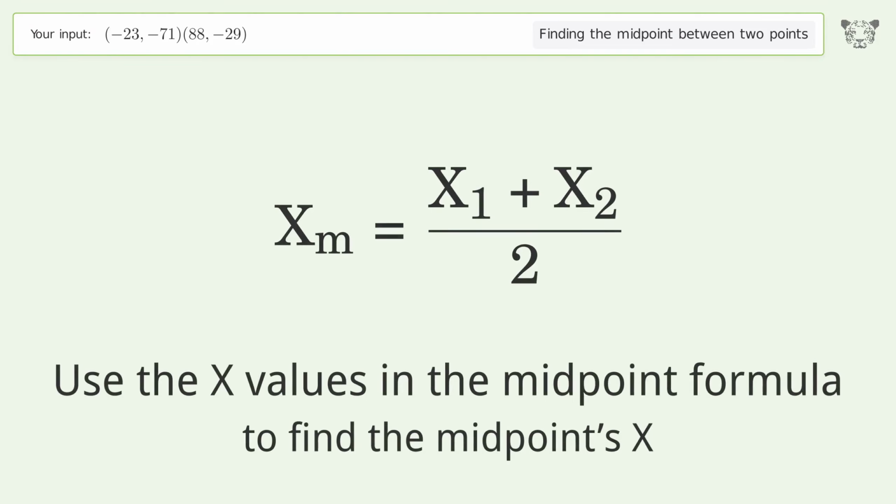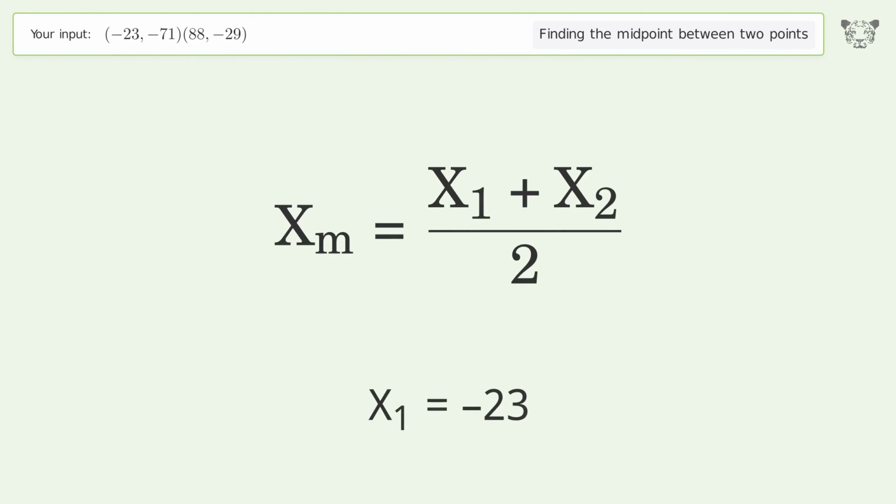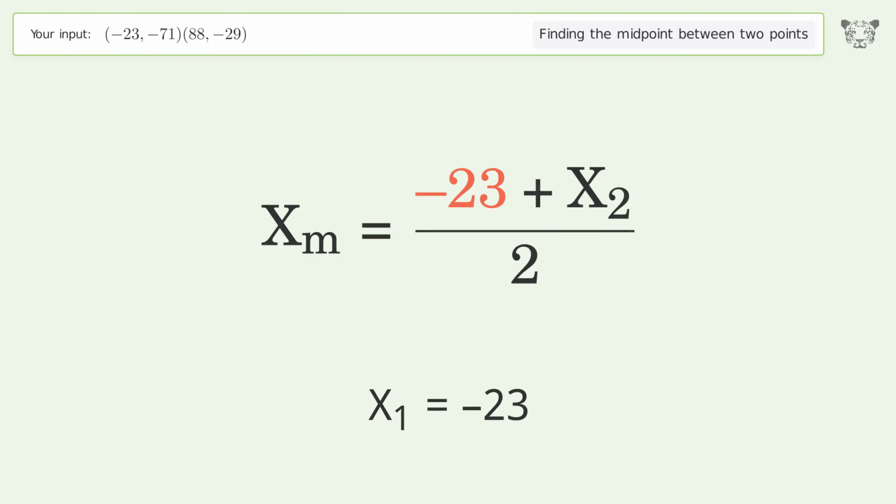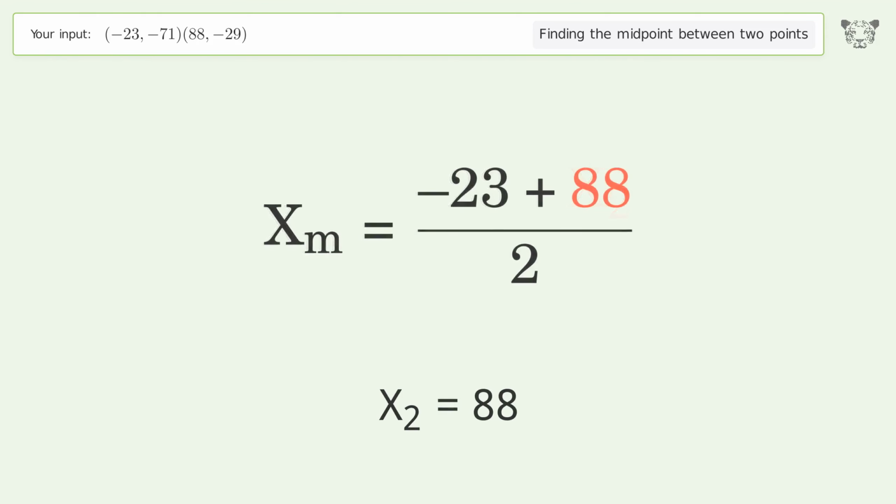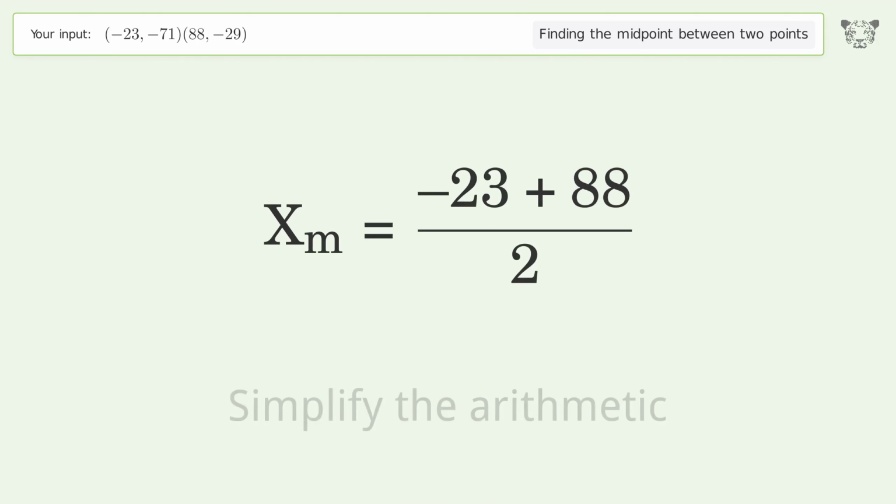Use the x values in the midpoint formula to find the midpoint's x. x1 equals -23. x2 equals 88. Simplify the arithmetic.